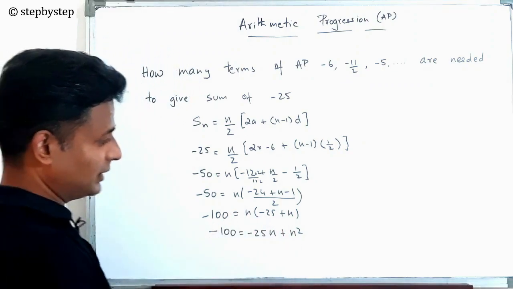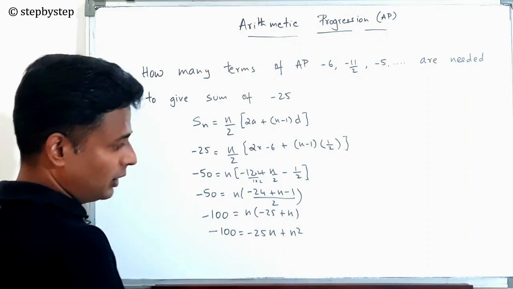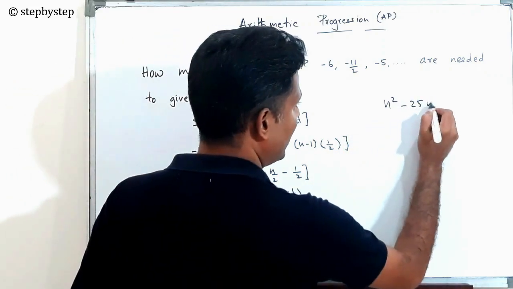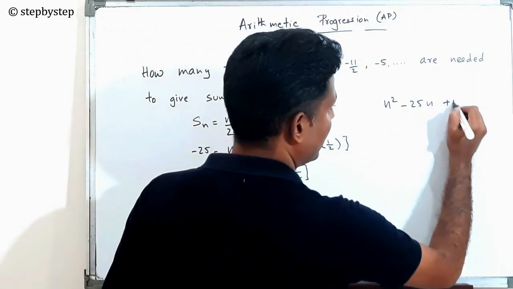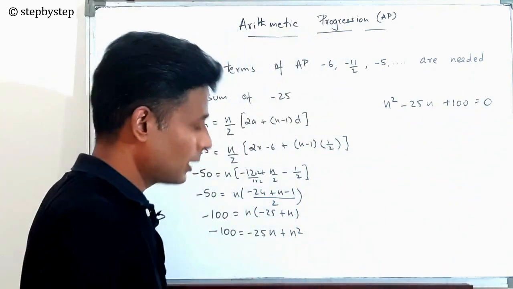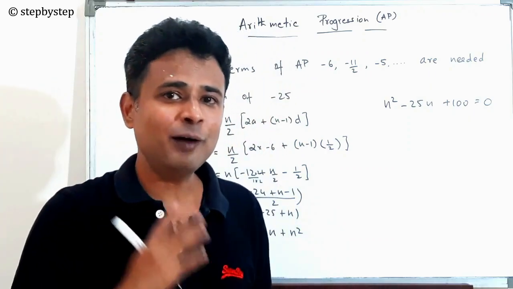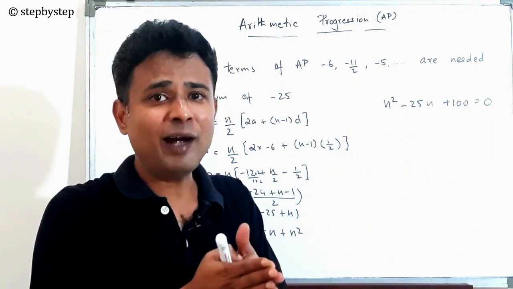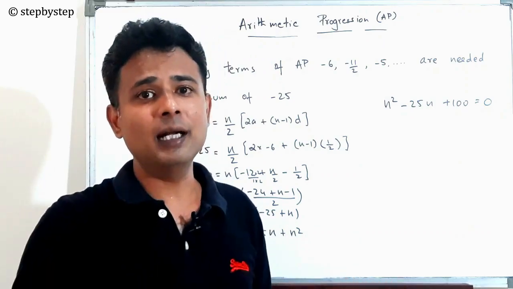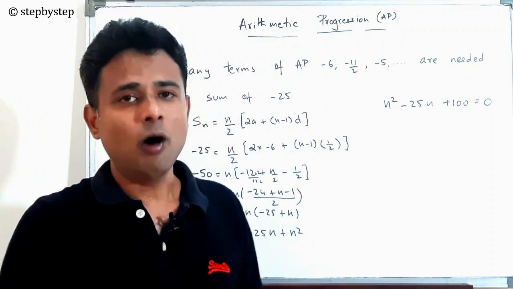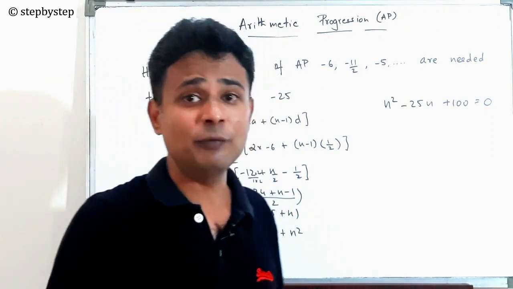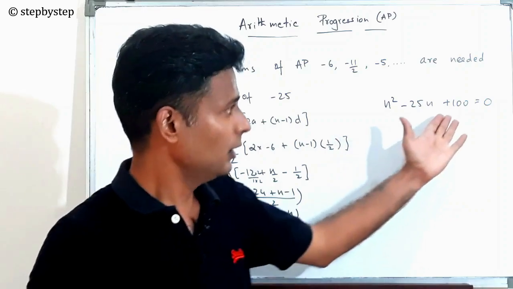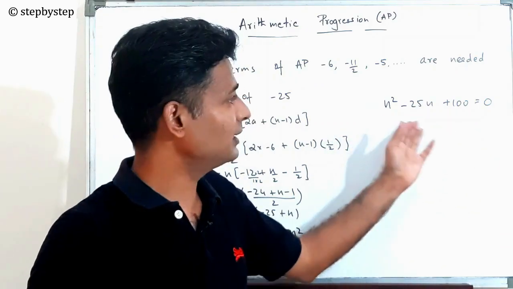I'll transpose everything on one side. Basically I'll transpose minus 100 to this side. So what will I get? N square minus 25n plus 100 equal to 0. Now how will you solve this? If you remember from last year, you used to find zeros of a quadratic equation. How? By factorization method or by splitting the middle term. That is one way to do it. Also guys, you can use a formula method which you learn in the quadratic equations chapter later, but it's actually a valid formula that you can use to find the values or zeros of this equation.